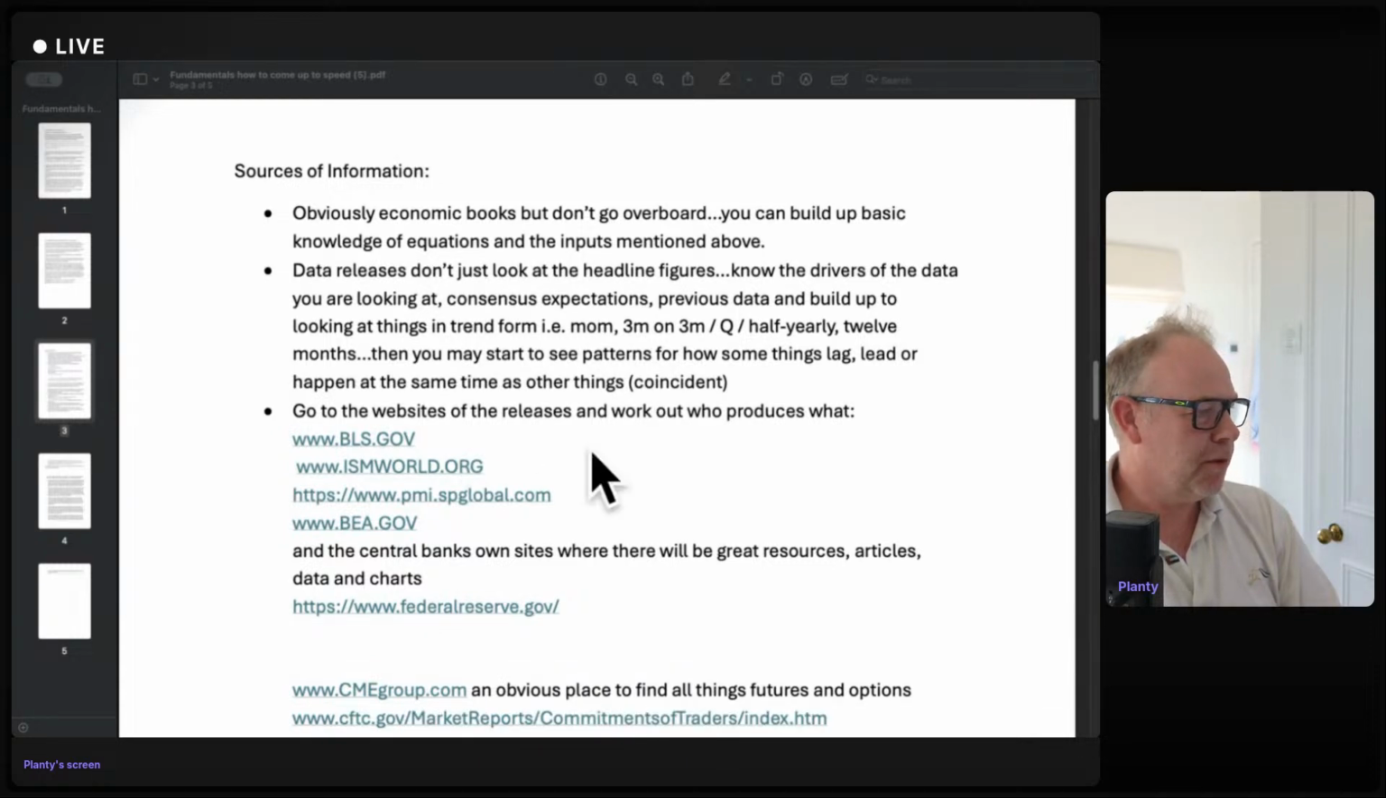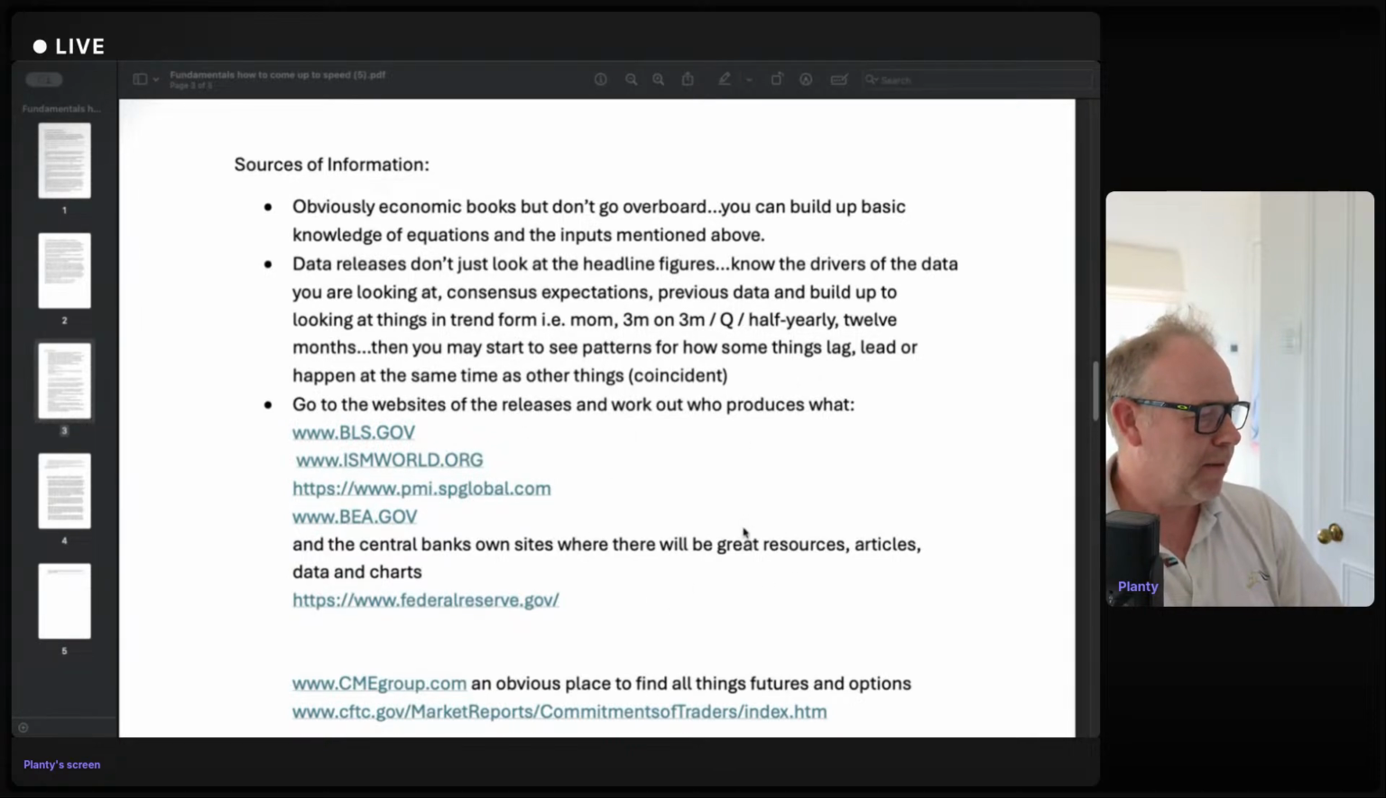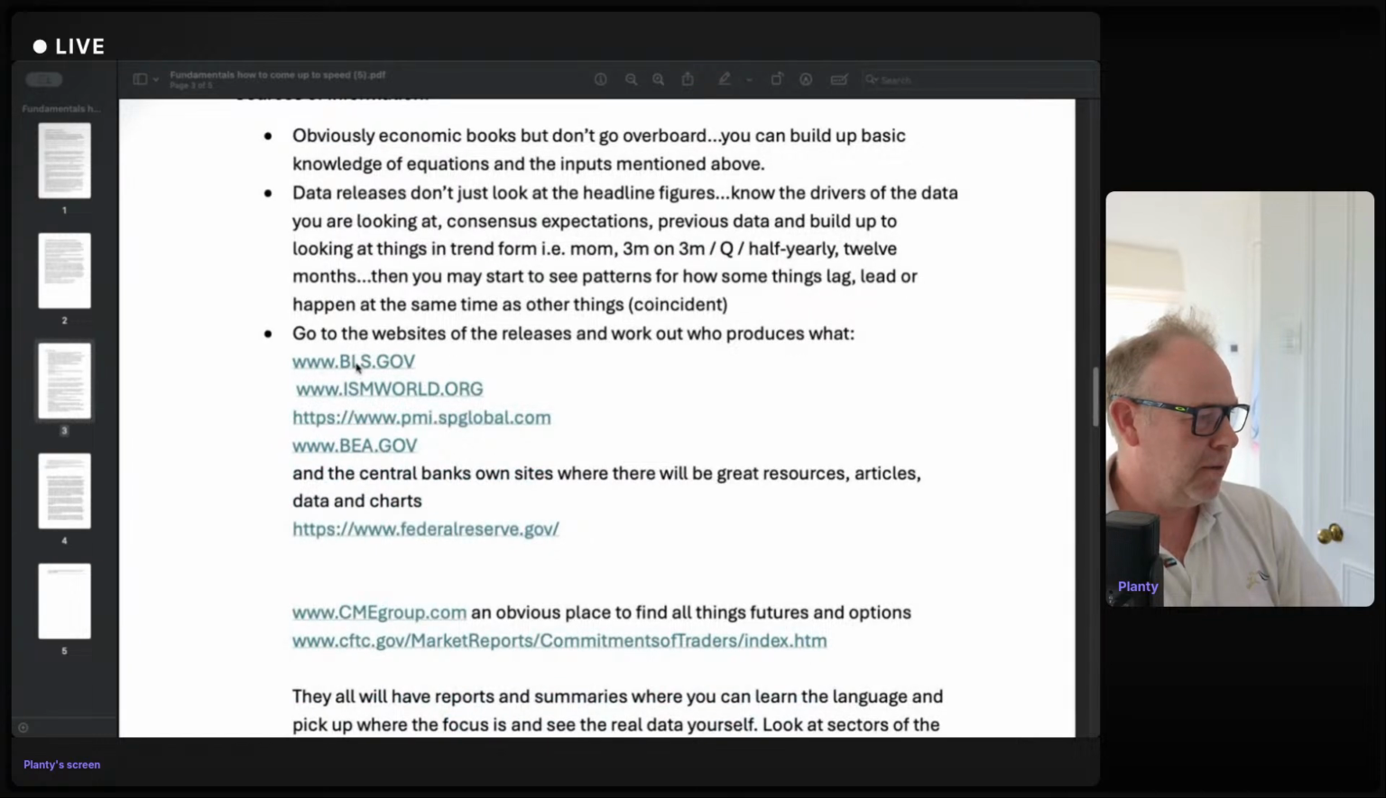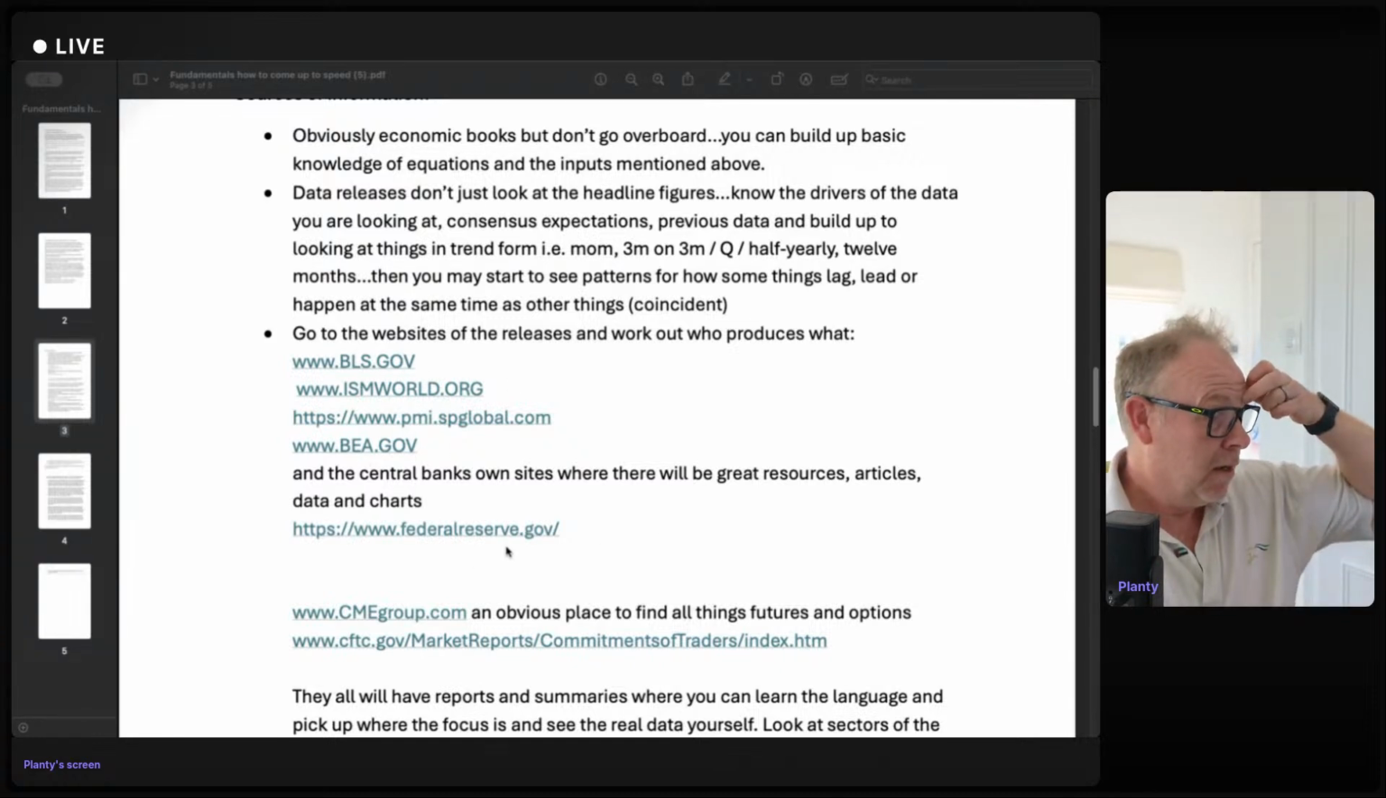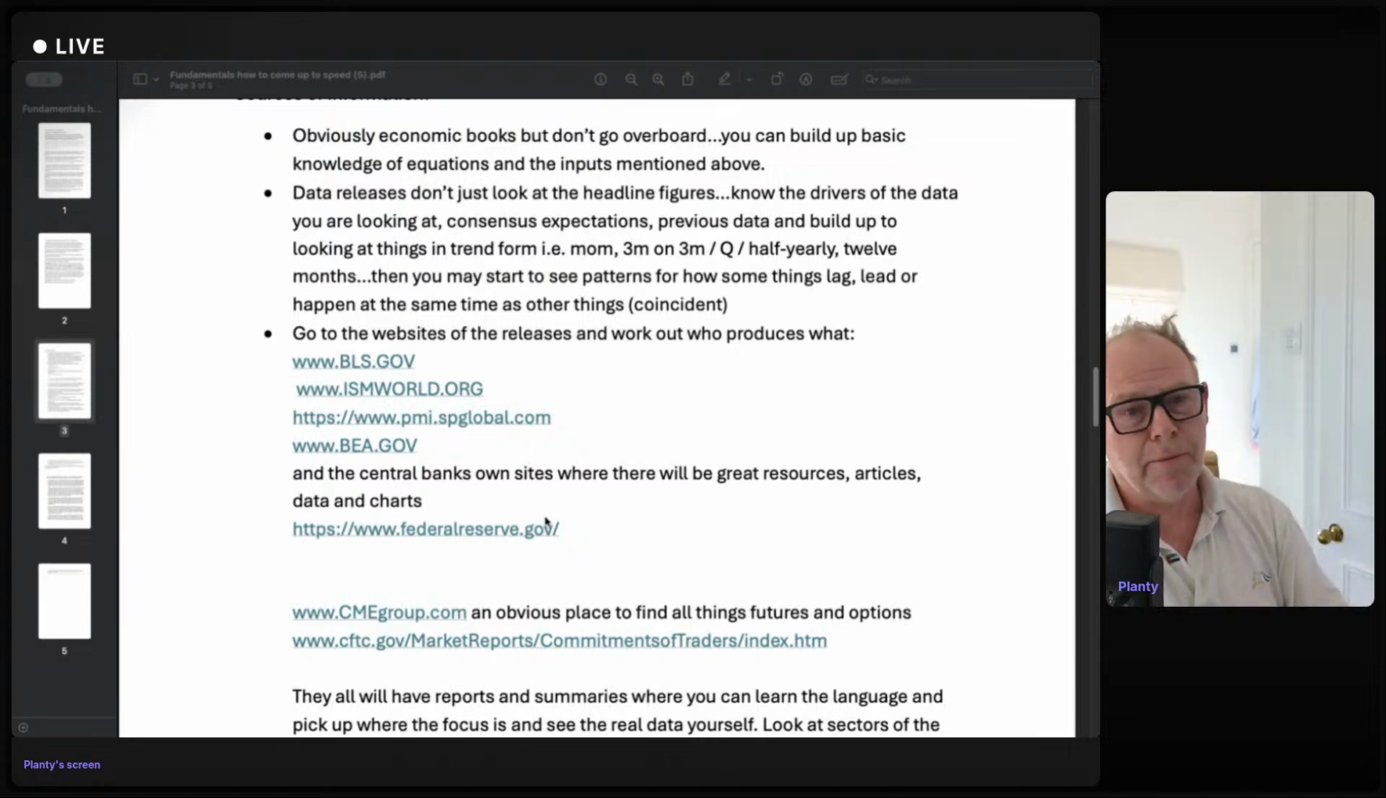So this is stuff that we'll go through in the next session. We'll go to these websites and show you how those figures feed through to all those data points. But there's a list of places to go: Bureau of Labour Statistics, the ISM site, Purchasing Managers, S&P Global, Bureau of Economic Advisors. You get GDP stuff from them. You get inflation and jobs from that one. You just go to central bank websites. So a lot of things, and there's a really, really important one.